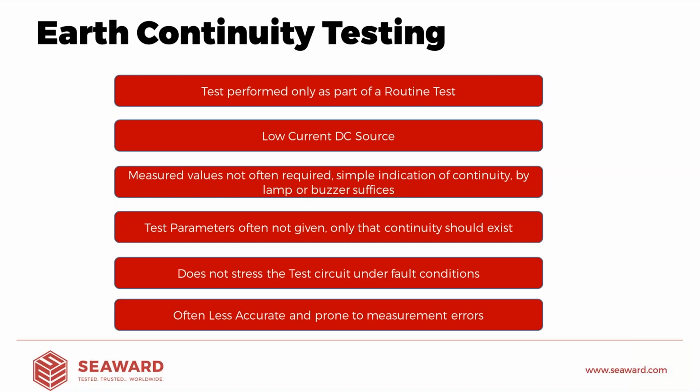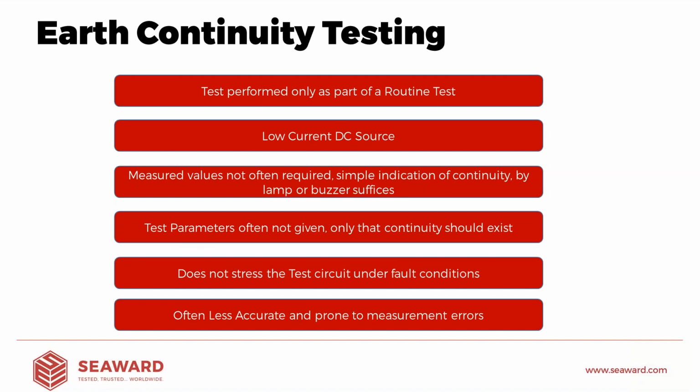It's sourced from a low current DC output. So we're only ever applying a low current, so we're not really stressing the product. And commonly, measured values aren't required. So a lot of the standards will simply say an indication of continuity or prove there is continuity. So something like a lamp or an audible buzzer sounding just to give continuity. If any of you've used a multimeter, you know you have that continuity test where, as long as there's continuity, you get a buzz. That is all a continuity test generally is.